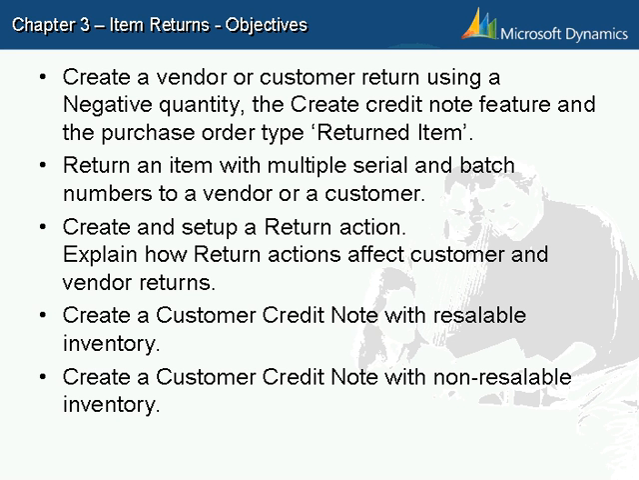Here you see Chapter 3, item returns. We have these objectives. Create a vendor or customer return using a negative quantity, the create credit note feature, and the purchase order type returns item. Return an item with multiple serial and batch numbers to a vendor or a customer. Create and set up a return action.